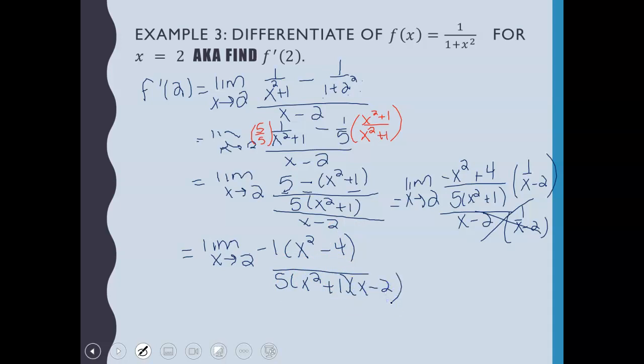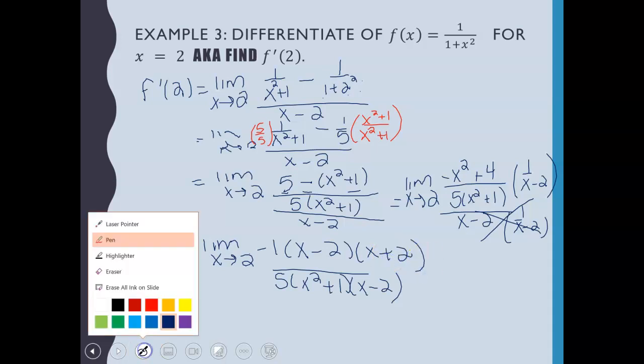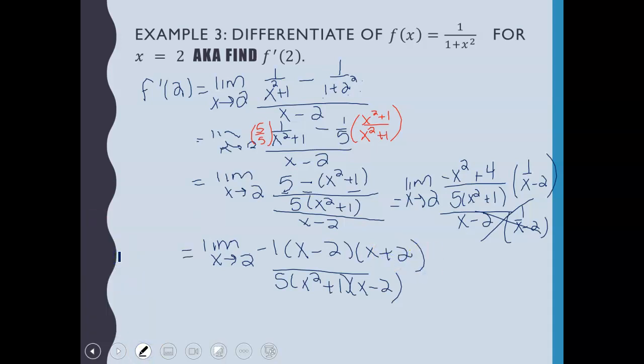So pull out that negative 1, and I'm running out of room, so I'm going to erase even though I hate doing that to you. That x squared minus 4 is really x minus 2 times x plus 2. And then we know that that helps get rid of my problem here. Okay. So they cancel.